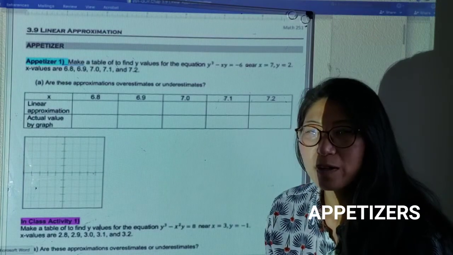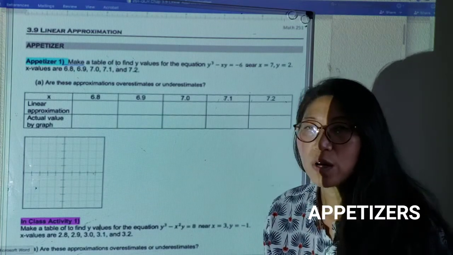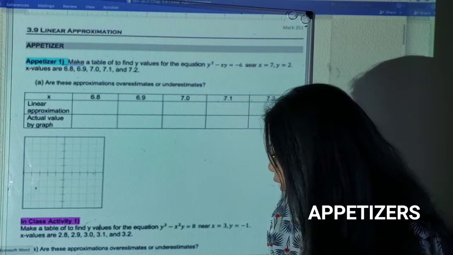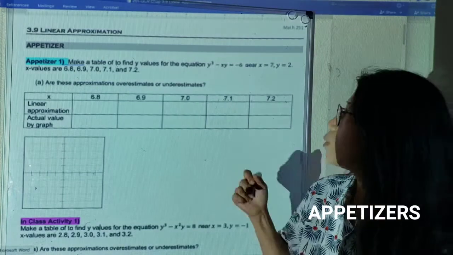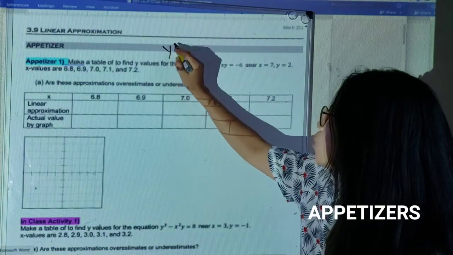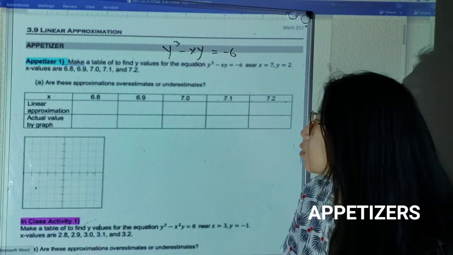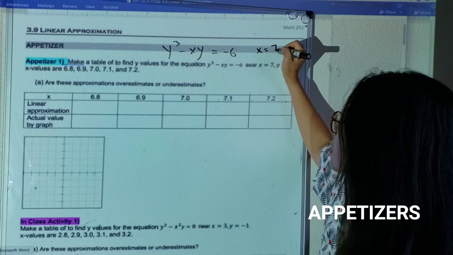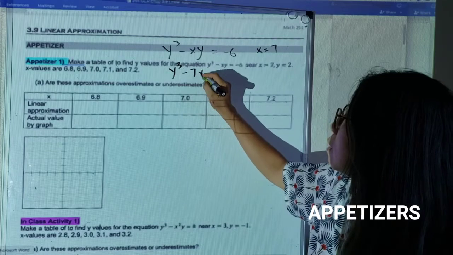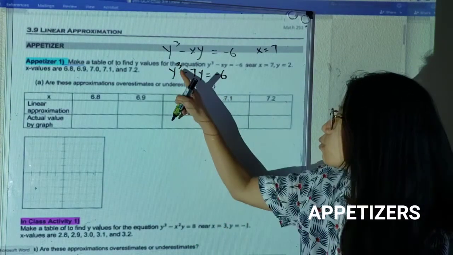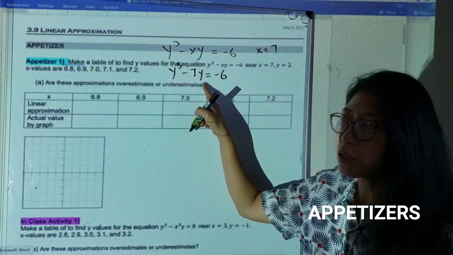So for the appetizer part, we have actually seen this question before, but I want to emphasize one more time why we have to use calculus here. Let me explain again when we try to find the value. Look at my equation: y cubed minus xy equals negative 6. If I want to find the value when x is equal to 7, can I plug in and solve for y? If this were a square, then we could use the quadratic formula, but it's a cube. So as you see, we got stuck here, right?